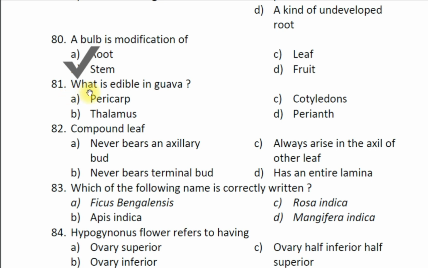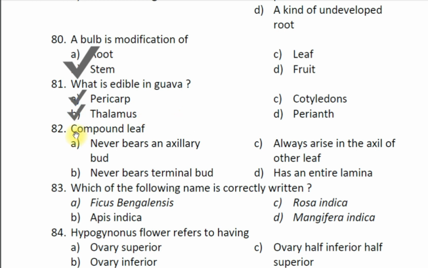Question number 81. What is edible in guava? A. pericarp, B. thalamus, C. cotyledons, D. perianth. In this case, I must tell you that guava is a berry type of fruit. So the pericarp, thalamus and placenta are all edible. So the correct options here will be both A and B, pericarp and thalamus.